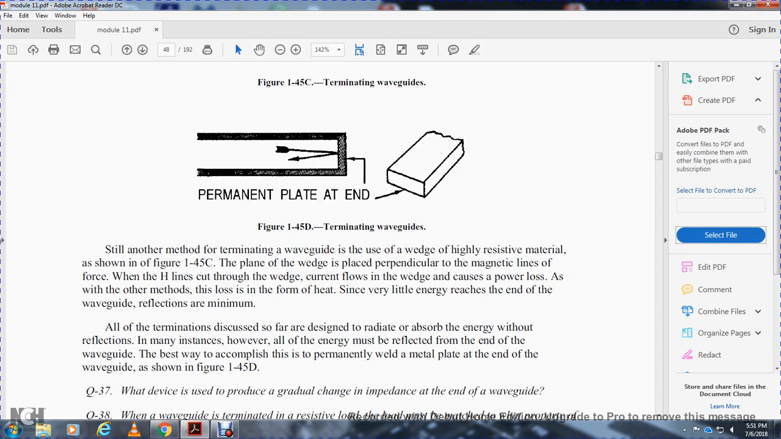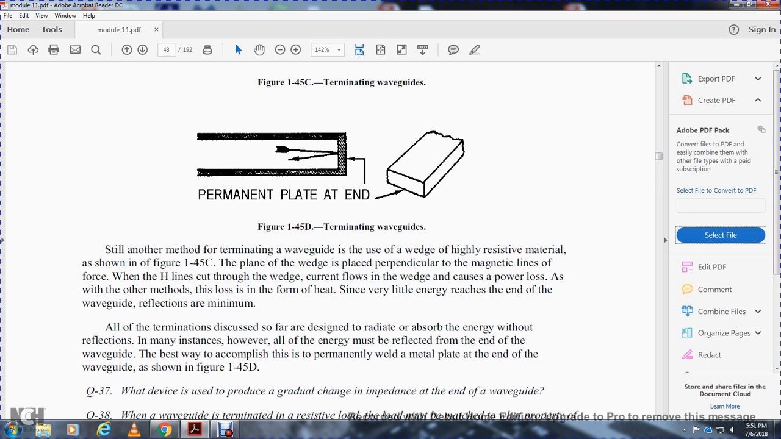Another method of terminating a waveguide is with a wedge of highly resistive material, shown in figure 145C. The plane of the wedge is placed perpendicular to the magnetic lines of force, so the magnetic lines cover the wedge and cause current flow. The power loss adds to the other methods in the form of heat. Since very little energy reaches the end of the waveguide, reflections are minimal.